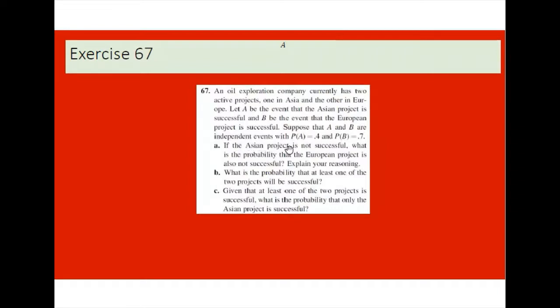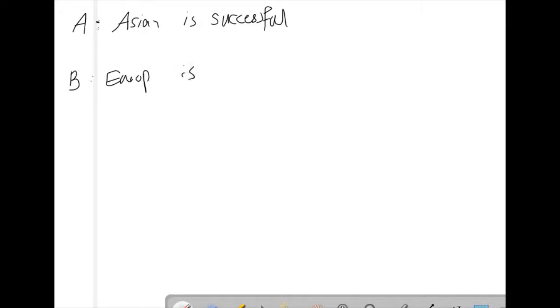If the Asian project is not successful, look at here, if, it's a conditional probability. What is the probability that the European project is not also successful? Explain your answer. Okay, A is the event that the Asian one is successful. B is the European one is successful.